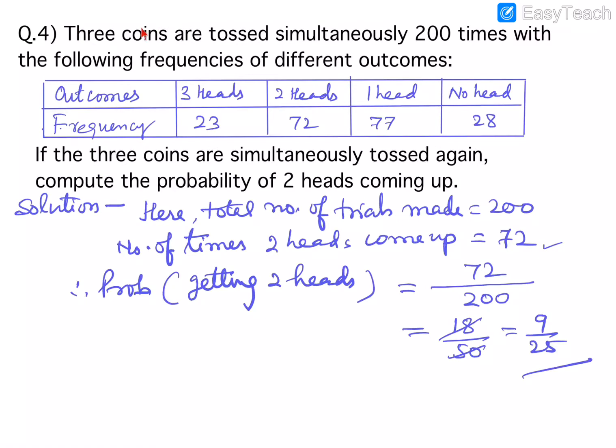In question number 4, it is given that 3 coins are tossed simultaneously 200 times with the following frequencies of different outcomes. 3 heads come up 23 times, 2 heads come up 72 times, and 1 head comes up 77 times, and no head comes up 28 times.